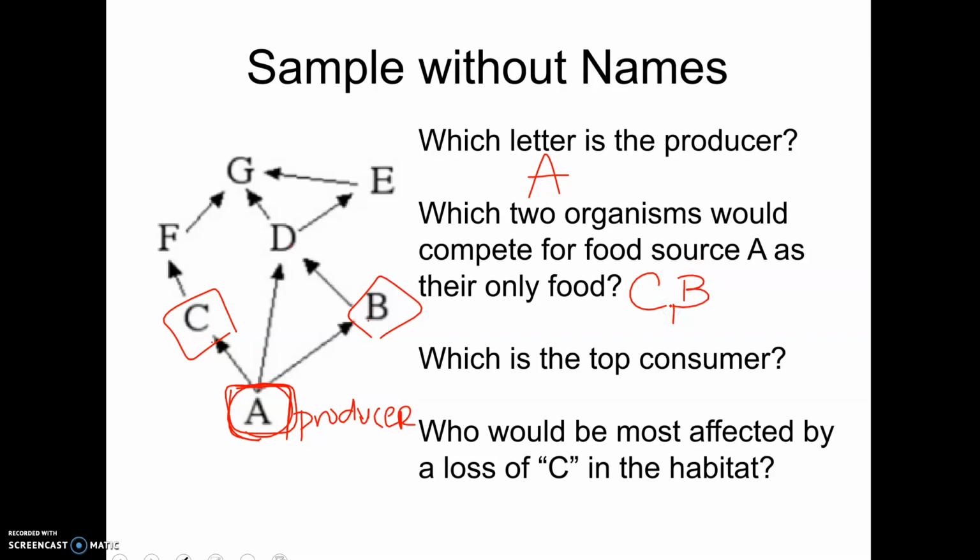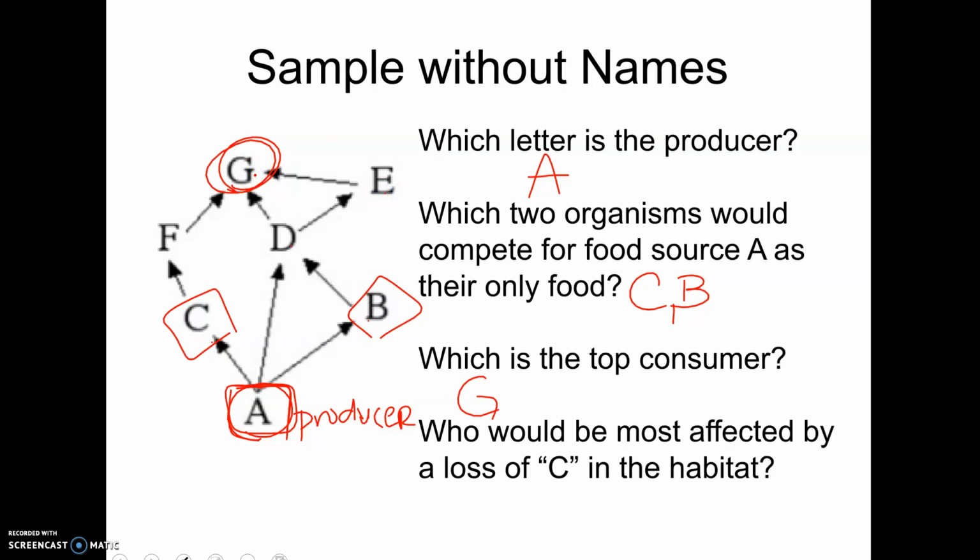Top consumer. Again, usually we're looking for something near the tip, and most of the arrows going there. So I would say G is the most obvious top consumer because all the arrows pretty much flow to G. You don't see any arrows coming out of G, right? Everything pretty much ends with G. Even E is eaten by G.